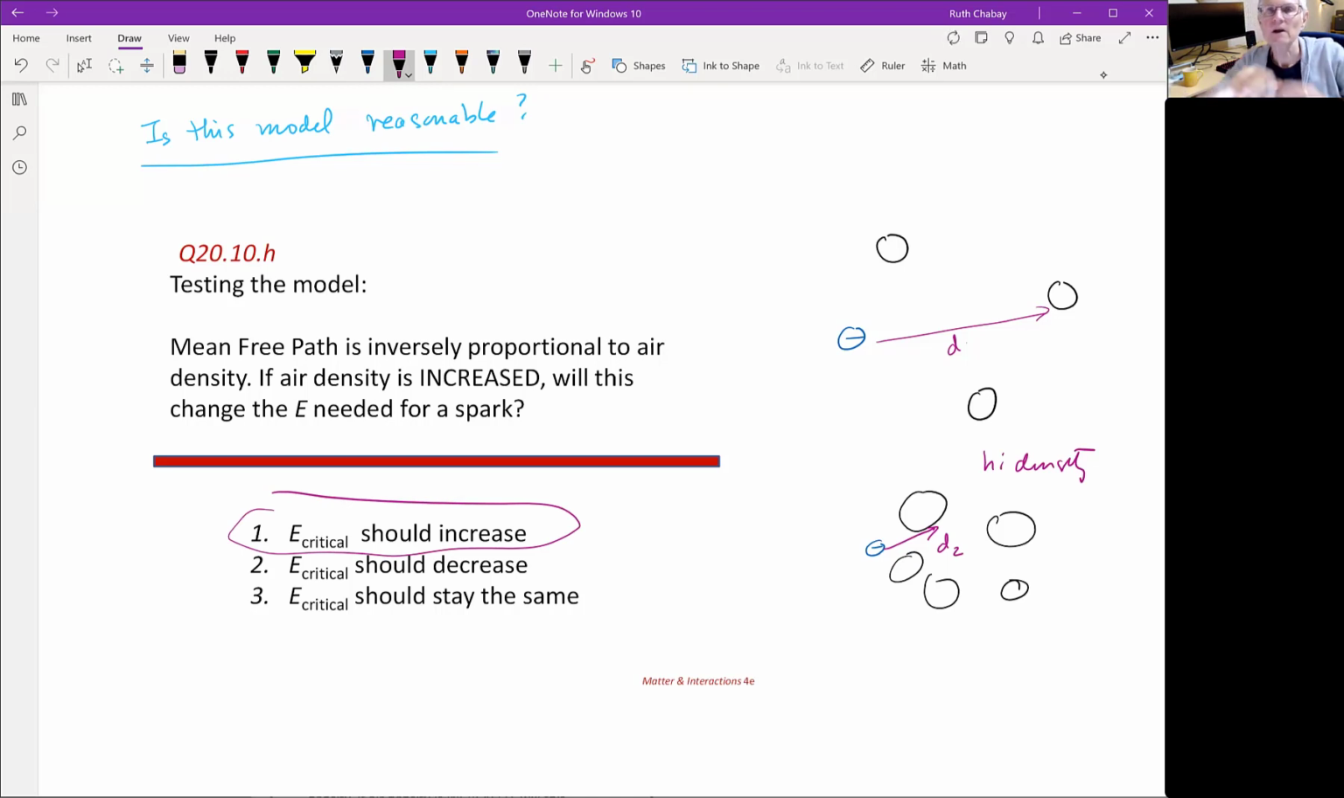And likewise, if you go up on top of Mount Everest, where the air is very thin, the electric field required should actually decrease. These are easy experiments to do, and it turns out that in fact, if you increase the density of air, you need a bigger critical electric field to get a spark. If you decrease the density, you need a smaller field. So that's not a proof, but it's evidence that our model makes sense.